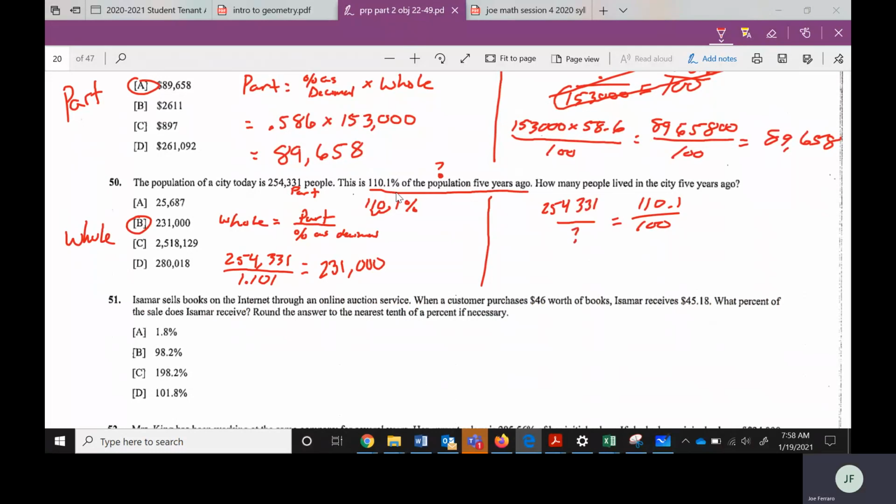And the whole is what we don't know. So the cross multiply and divide here would be the two that we know. Again, you don't have to do both methods here. Pick the one that you want to do. So I should see on your notes at least one of these written down.